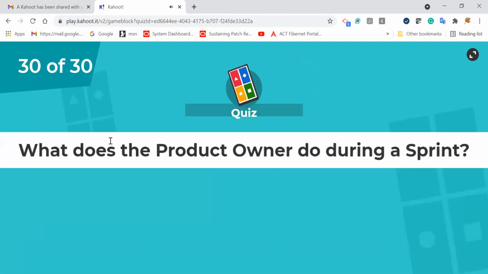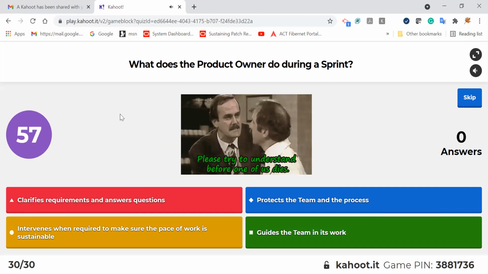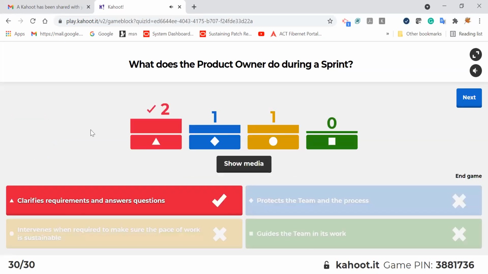Okay, I think the last question for today's quiz. What does the product owner do during a sprint? Yes, he always clarifies the requirements and answers questions. He never protects the team and the process. This job is usually done by a Scrum Master. Who protects the team and the process? Scrum Master. It's not a product owner job.